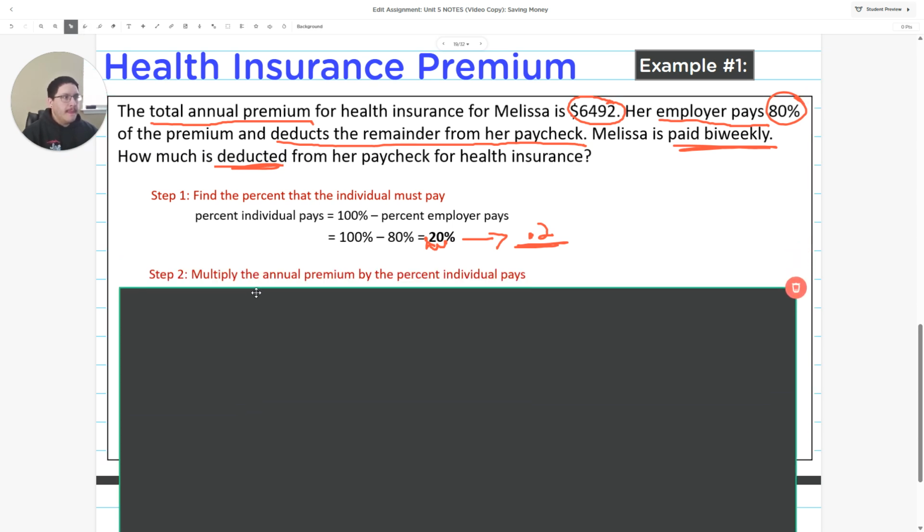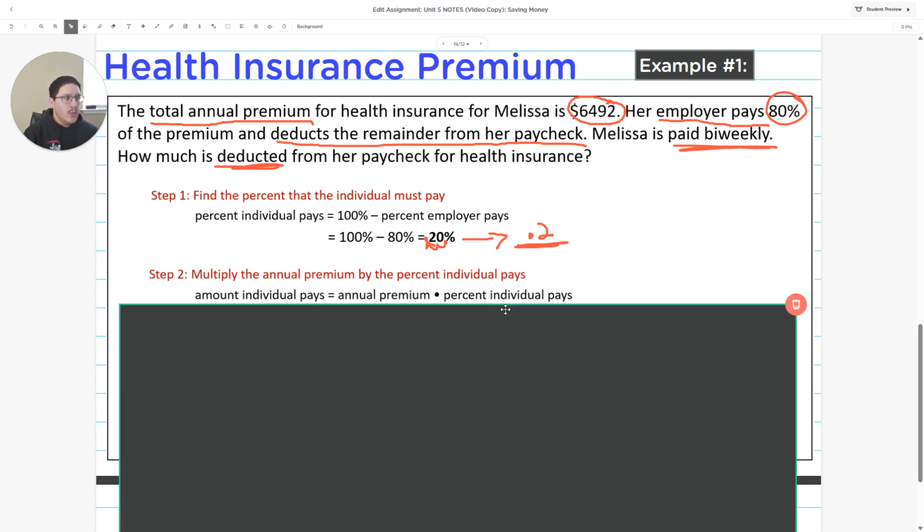Now, next step, we need to multiply the annual premium by the percent the individual pays, because this is her total premium, $6,492. However, Melissa is only going to pay 20%. So we're going to multiply 0.2 with her annual premium. So how's this going to look? Let me take out the calculator.